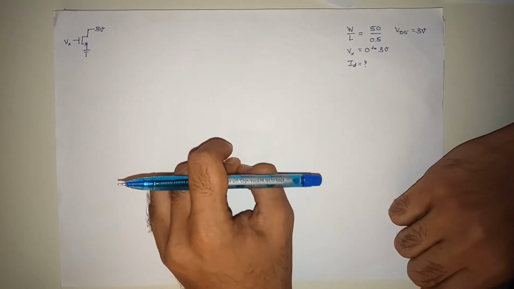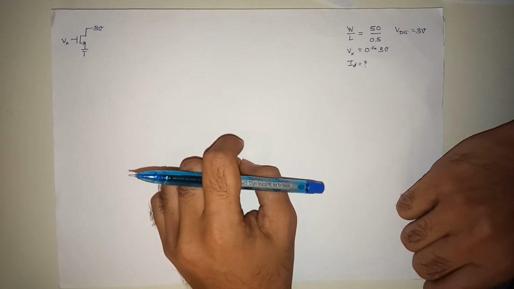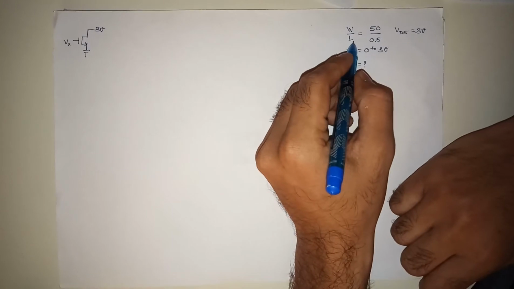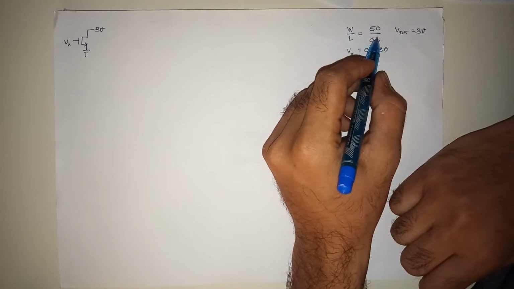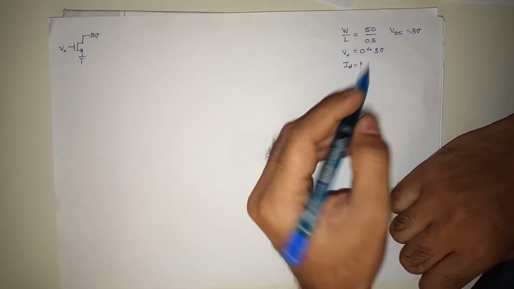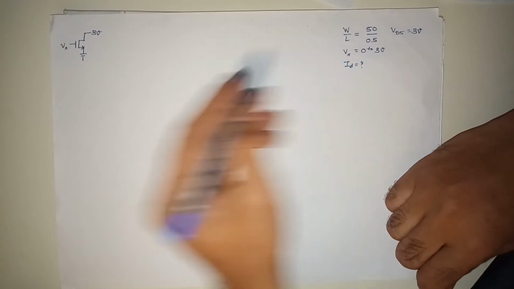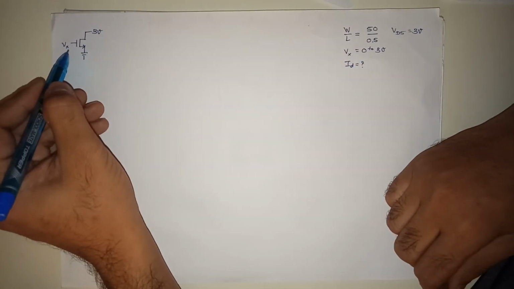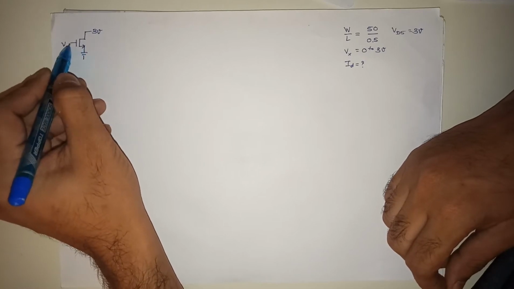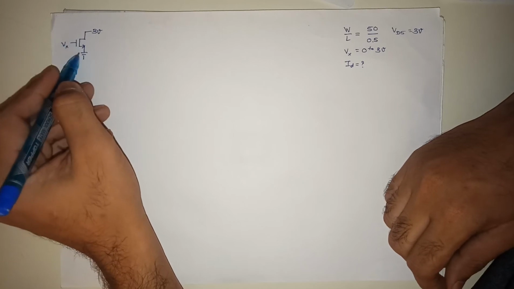Okay, we'll try to solve problem number 2.1. The data given I already wrote here, that is W by L they already gave, and that is 50 by 2.5, 50 by 0.5. VDS they already gave 3 volt. Vx is here, if you can see, that is ultimately VGS because G is Vx and the source is connected to ground, so this is ultimately VGS.